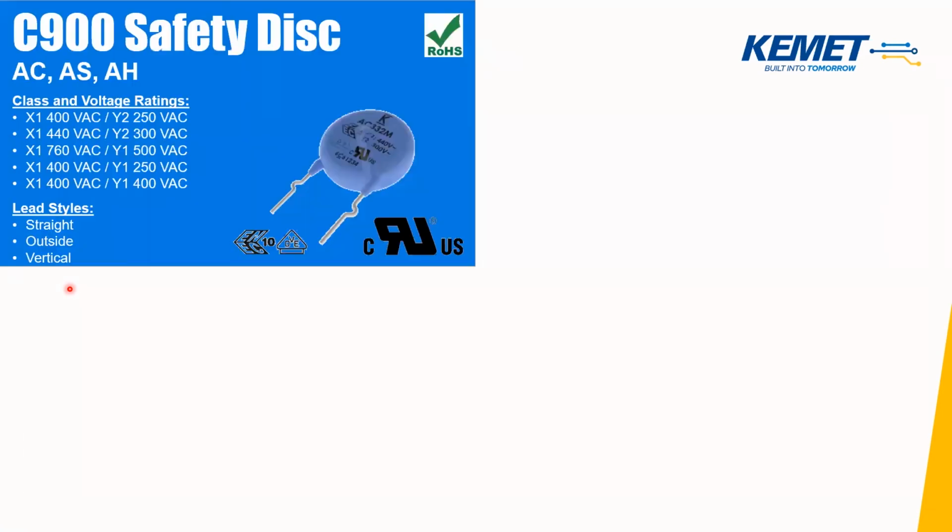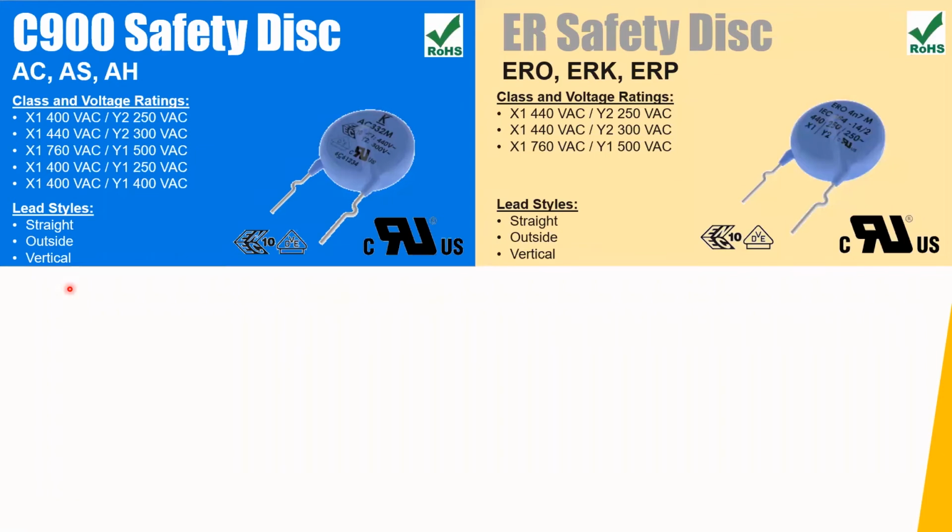Apart from film safety capacitors, we also have ceramic safety capacitors. So the C900 and ER safety disc capacitors have been there for some time now. We also have Y1 rated ceramic safety disc capacitors. So if you have a requirement for a Y1 safety capacitor, and you do not find something from our film capacitors, or something which is cost effective from our film capacitors, we of course also have ceramic safety capacitors that might as well do the job for you.